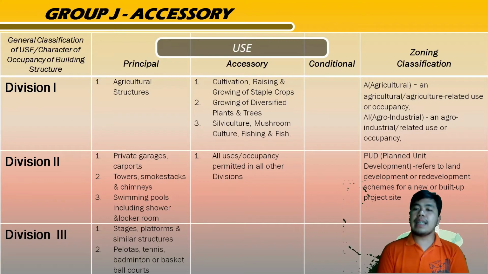So for zoning classification in Division 1, agricultural and agricultural related use or occupancy, and agro-industrial and agro-industrial related use or occupancy. In Division 2, we have PUD or the Planned Unit Development, that refers to land development or redevelopment schemes for a new or built-up project site.